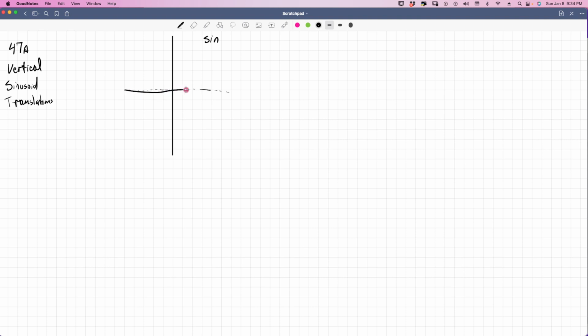So let's say this is the x-axis right here. And here's my sinusoid. Let me get some guide points on here, just something really easy. All right, so if it crosses right here at the midline of the sinusoid, we know that's a sine.